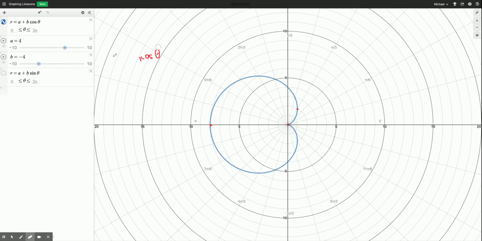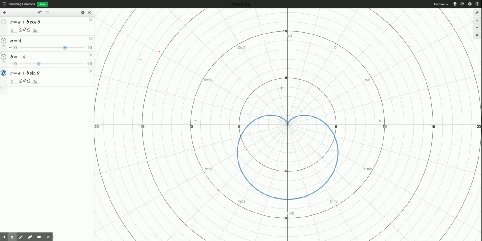Now, what's going to happen if I did that with sine? I did it with sine. It's the same curve, just now pointing down in the negative y direction.